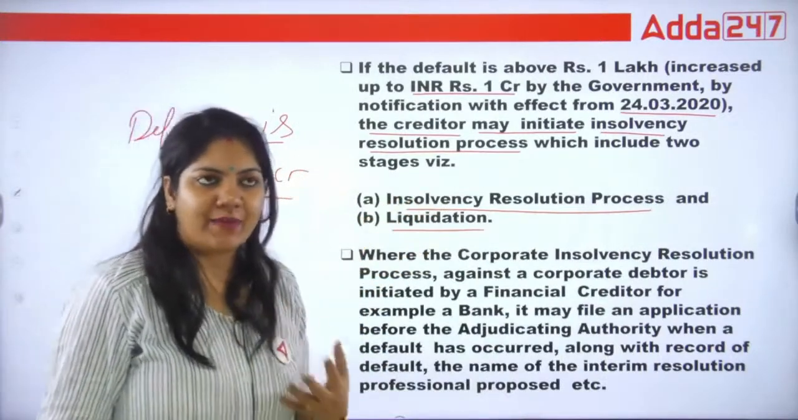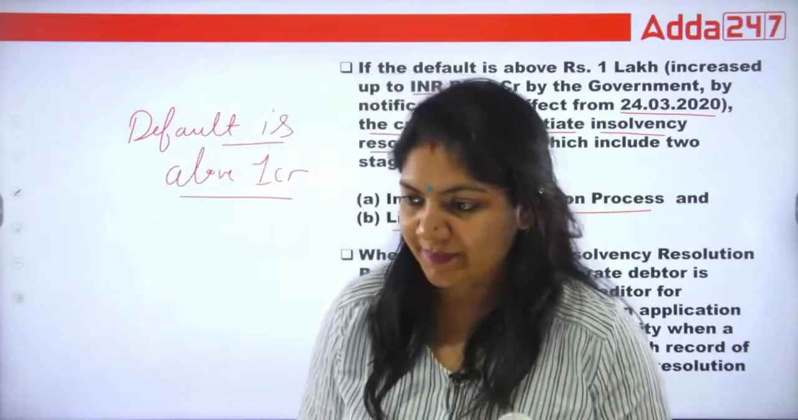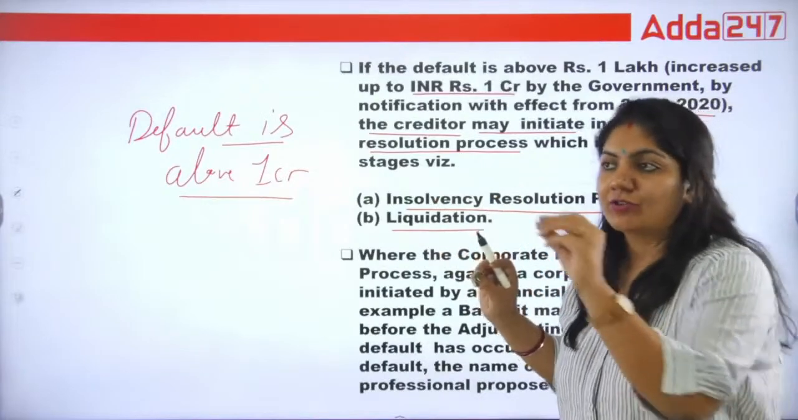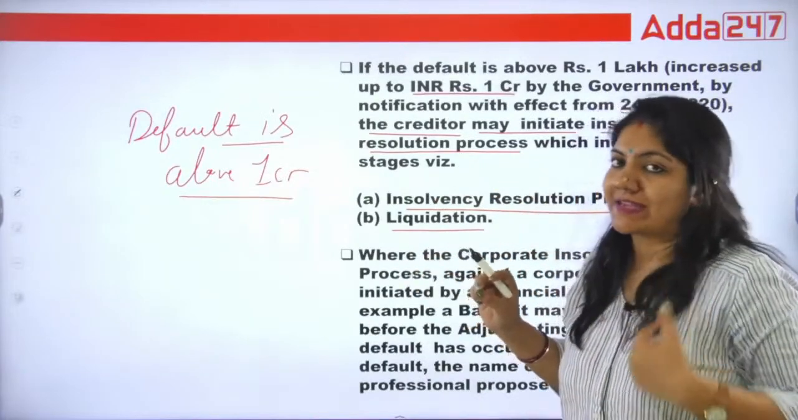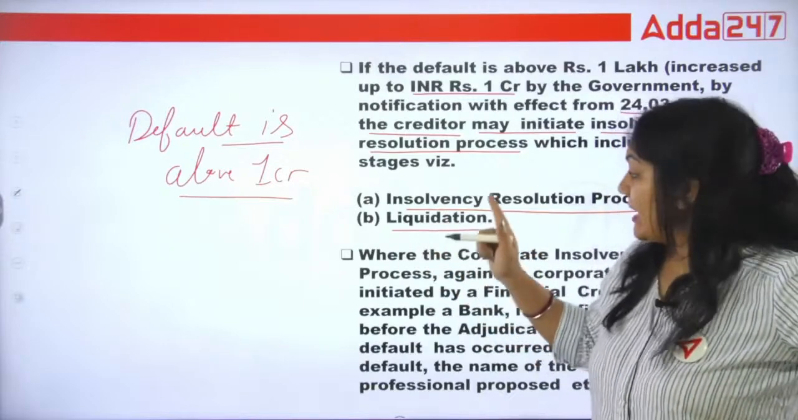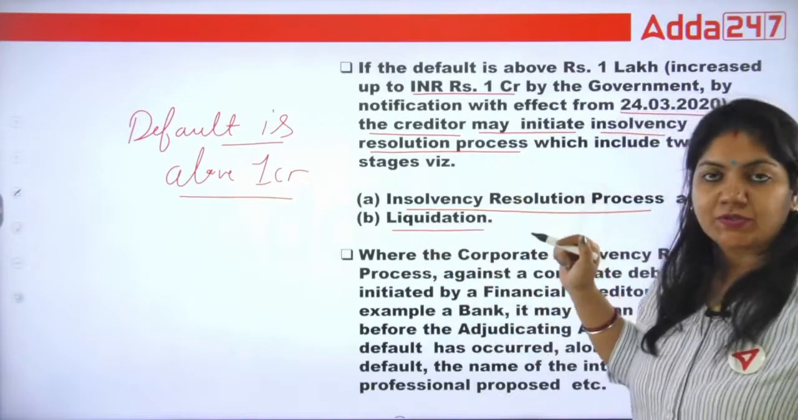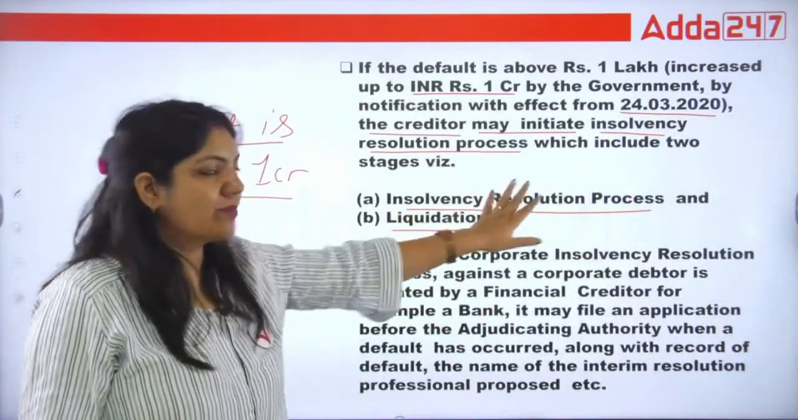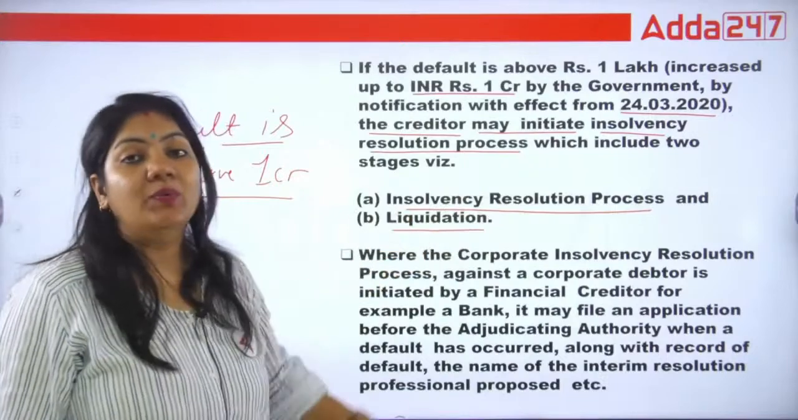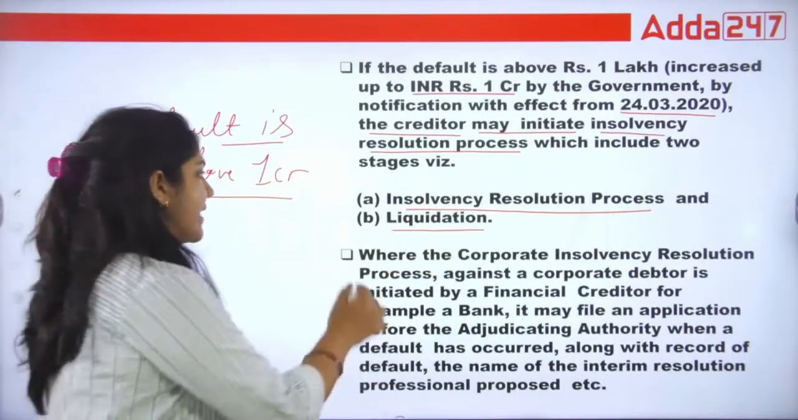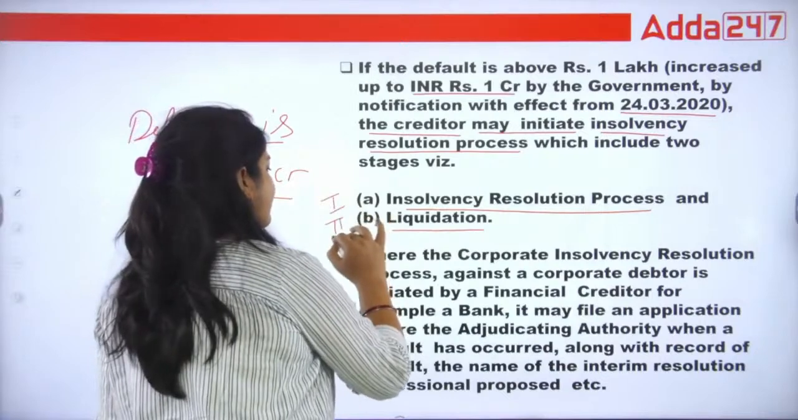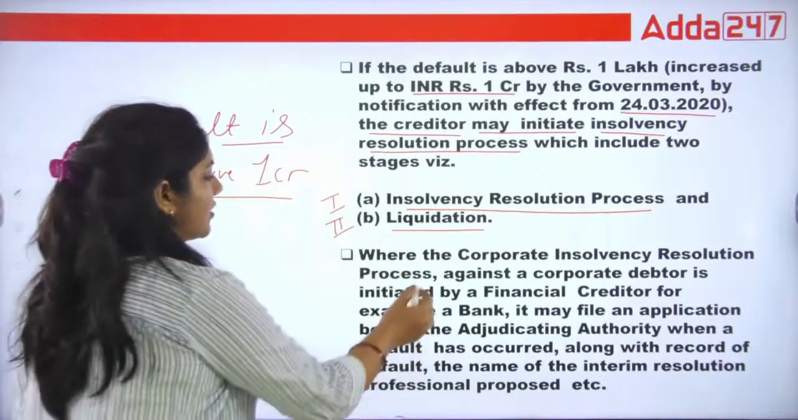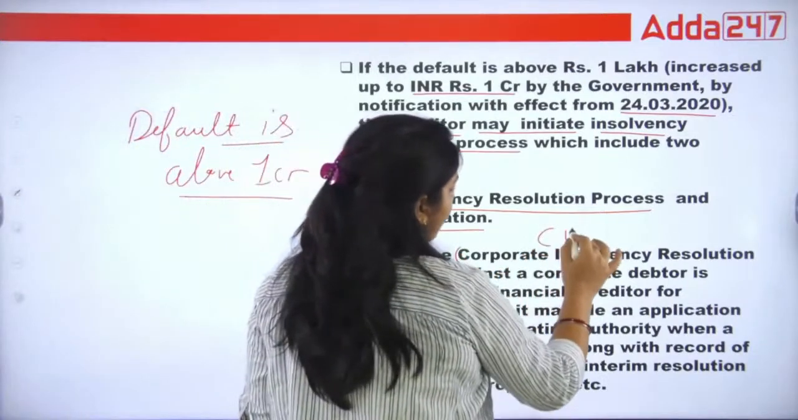Suppose Nikita ma'am is not able to pay the money. In that case there will be 2 processes by which the creditor can recover money from Nikita ma'am. The first process is the insolvency resolution process, which has step-by-step things we have to follow. And the second is the liquidation process. First of all, we have to create this one and then the next. The corporate insolvency resolution process, what is the short form of this one? CIRP.